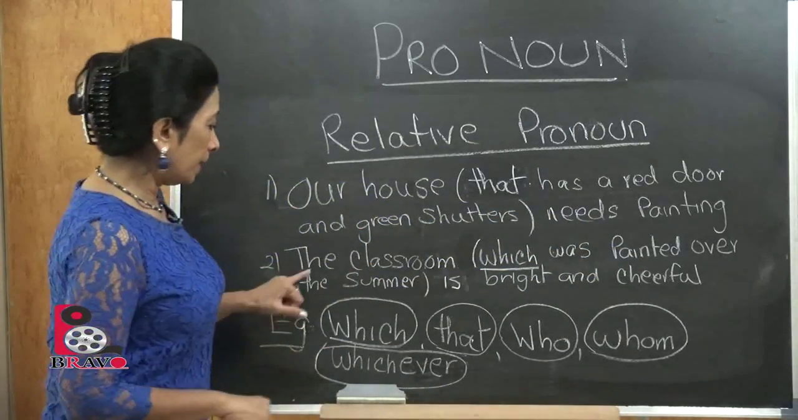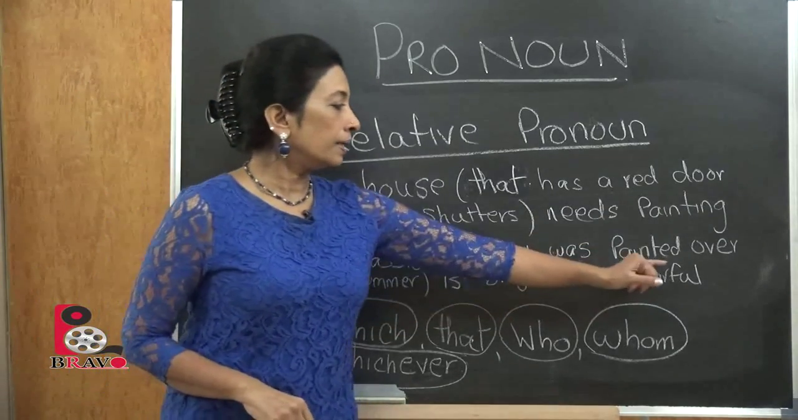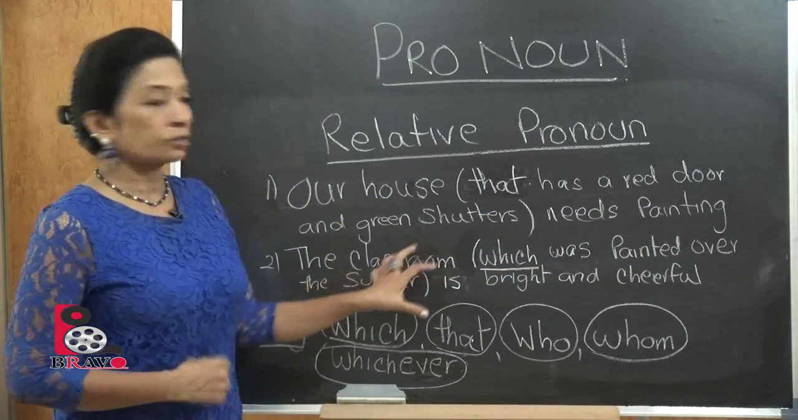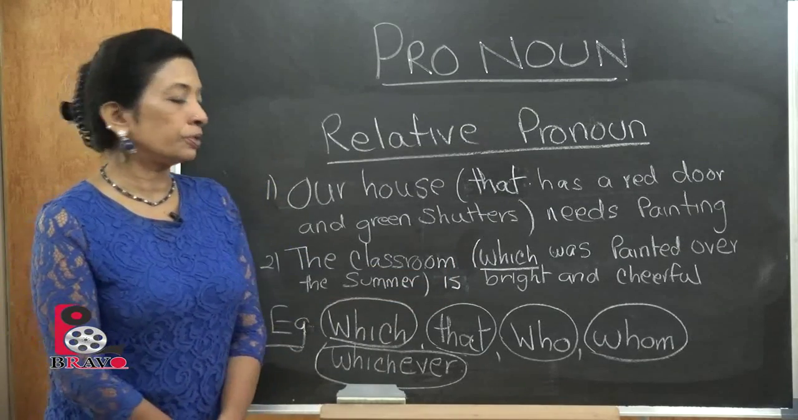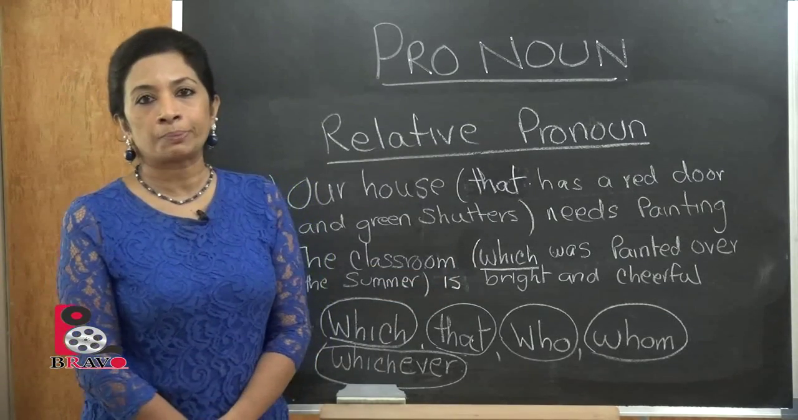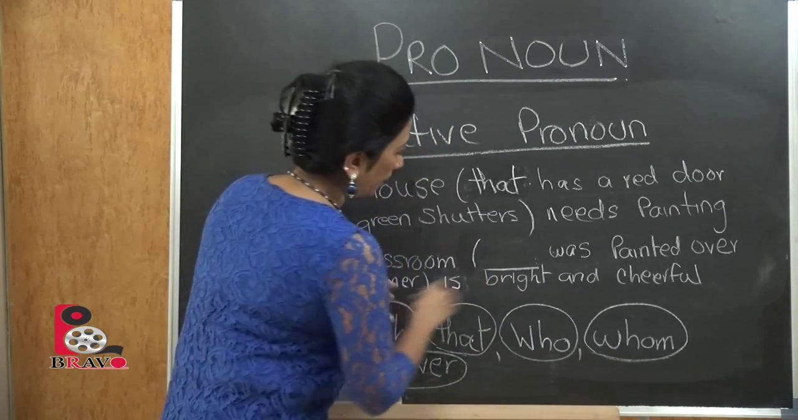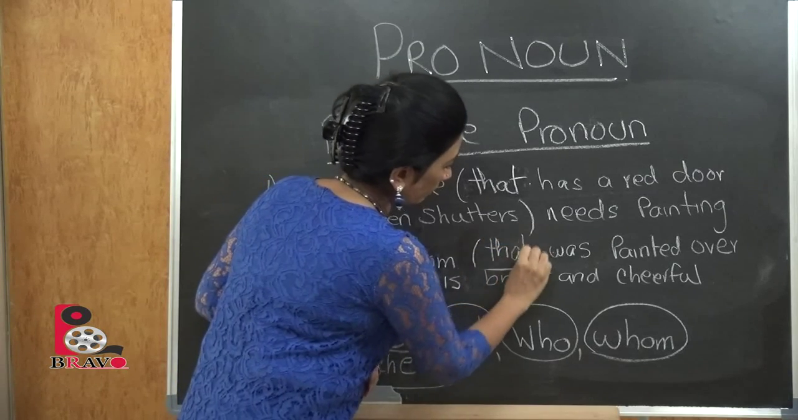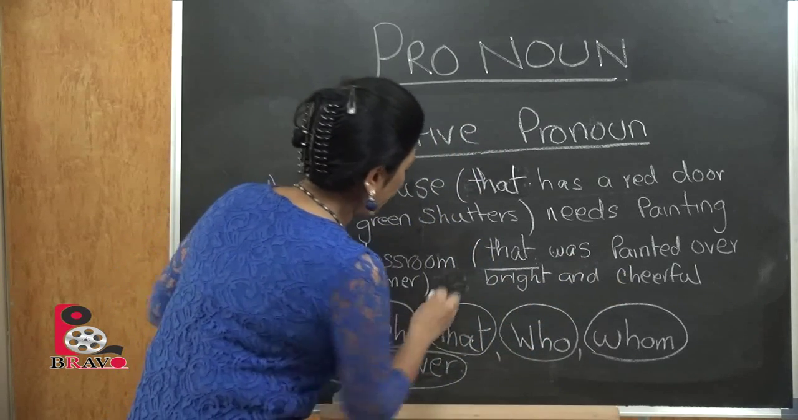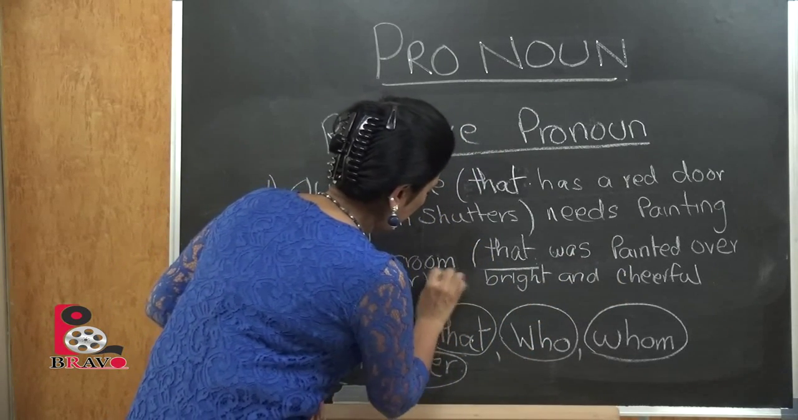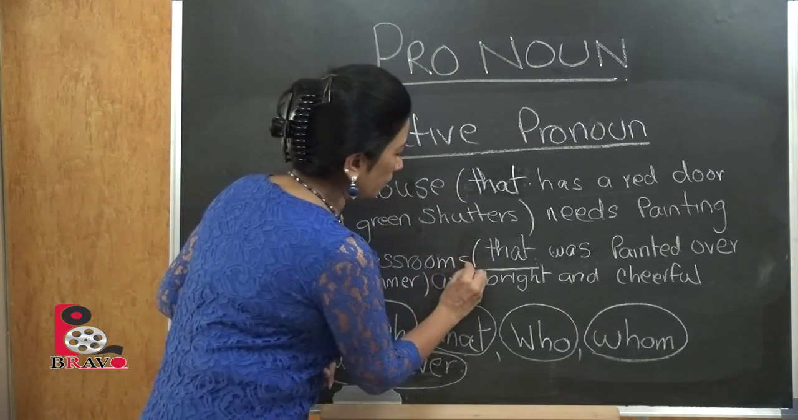Now one more example. The classroom which was painted over the summer is bright and cheerful. So we have the classroom which was painted over the summer, that is bright and cheerful. That means just one particular classroom that was painted. Now, if I change this to that, the classrooms, it will become plural because it's more than one.